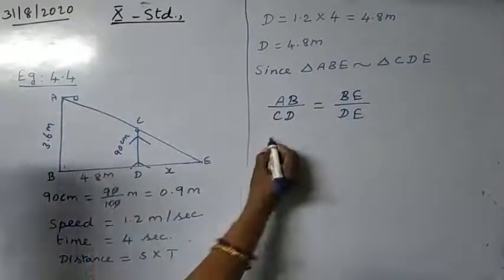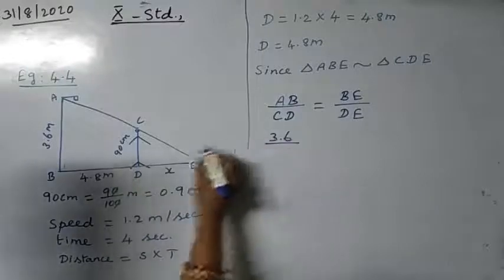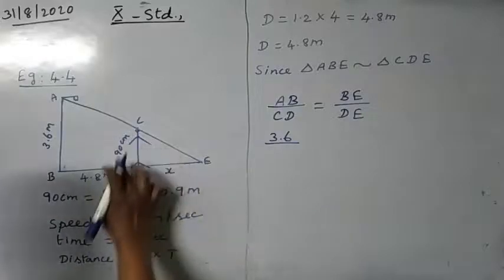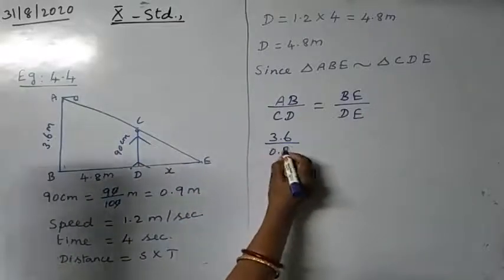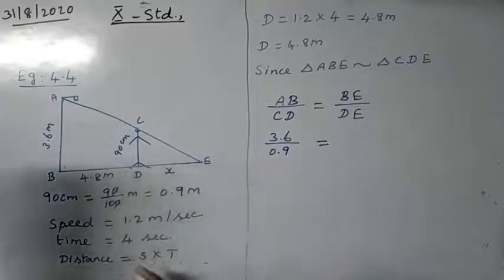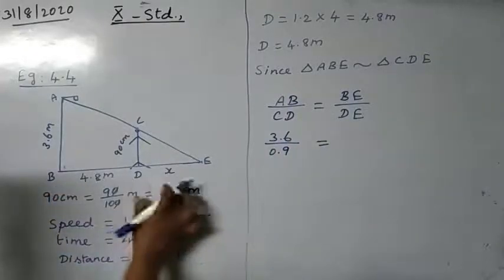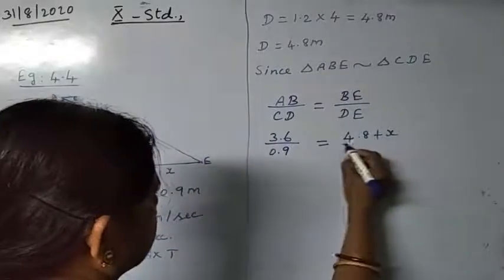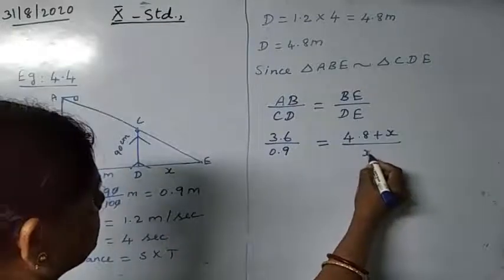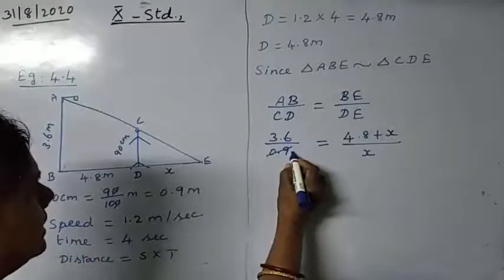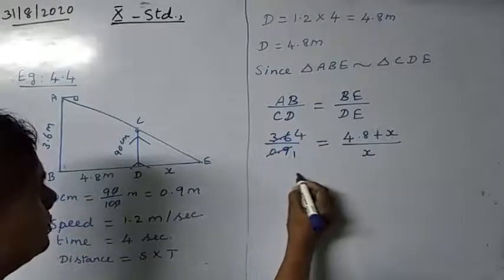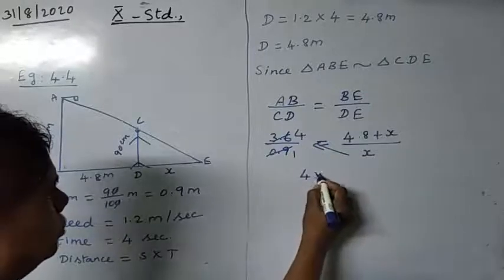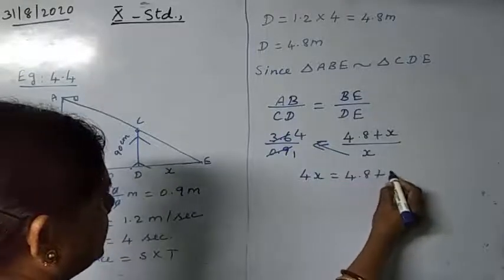Substitute the values. What is AB? 3.6 by what is CD? CD is 90 centimeter, 90 centimeter is equal to 0.9 meter. So is equal to, BE is this full length. So take 4.8 plus x, divided by DE is x. Now cancel this with the 9 table. So it is 1 time, it is 4 time. So 4, and cross multiply this x to this side. It becomes 4x is equal to 4.8 plus x.